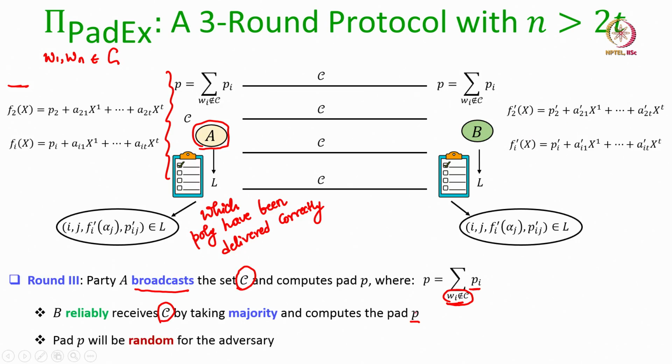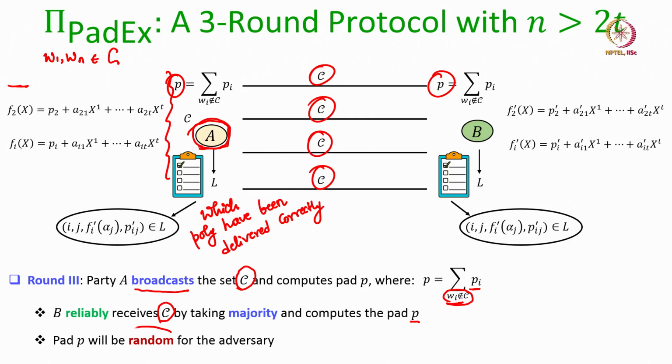And now there is a common pad P which is known both to party A and party B. Why is it common? Because both of them will have the same set C, and all the polynomials in the set C are ignored by both A as well as B, and the polynomials which are delivered over the wires not in the set C are the same at A's end as well as B's end. So, their constant terms also will be the same, and hence their summation will also be the same.